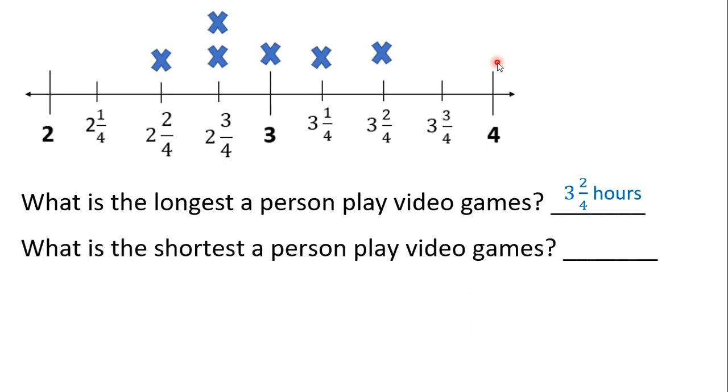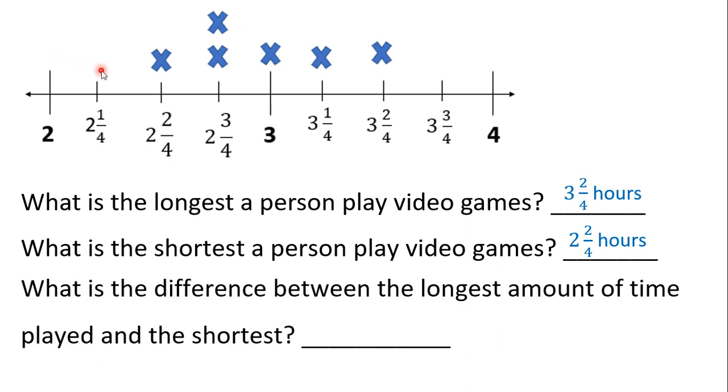Now let's find the shortest amount of time that a person played video games. So we'll look at our line plot and find the smallest number that has at least one X above it. Ooh, that's 2 and 2/4. So we know that someone played for at least 2 and 2/4 hours. Even though 2 and 2 and 1/4 are smaller numbers, there are no X's above them, meaning there's nobody that played for that short amount of time.